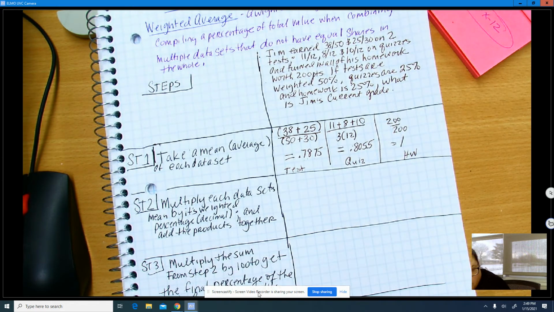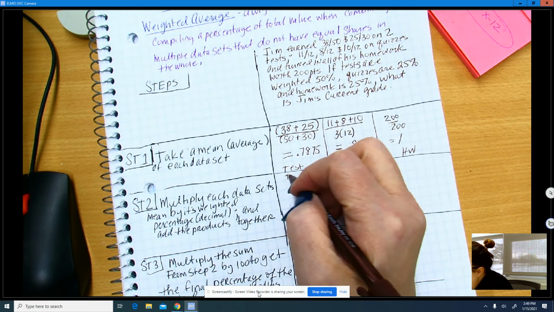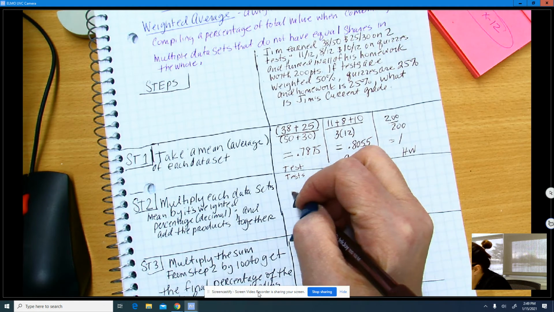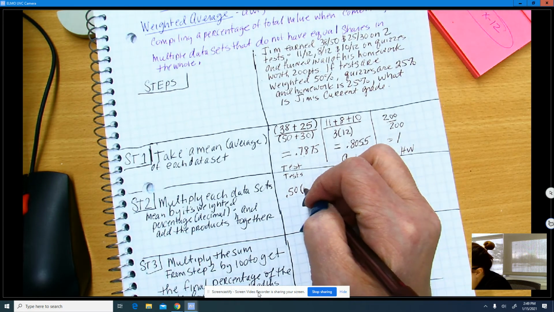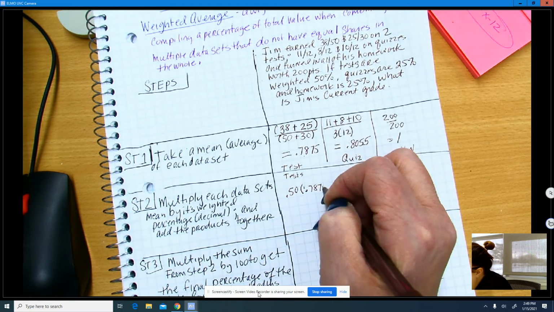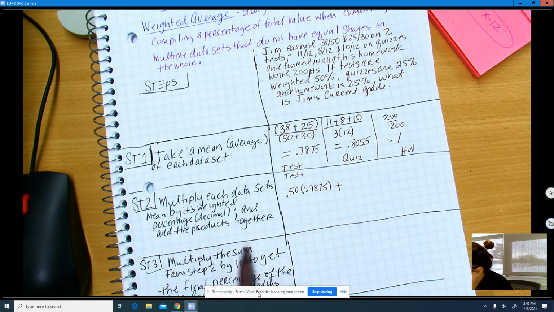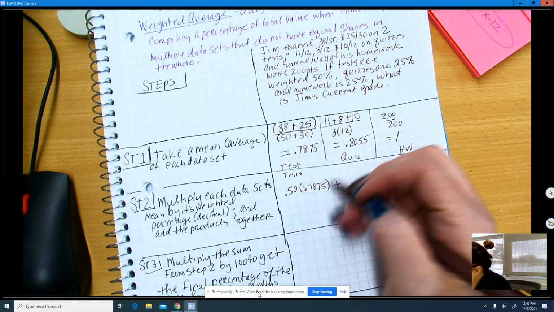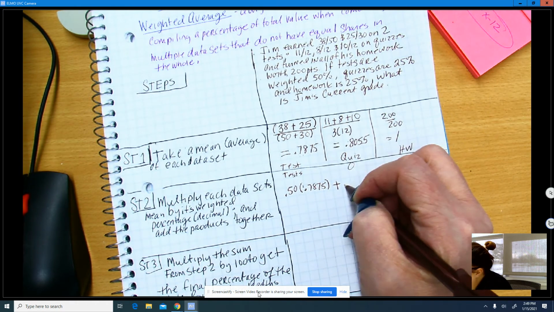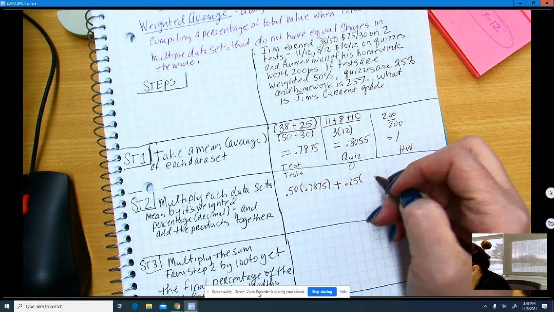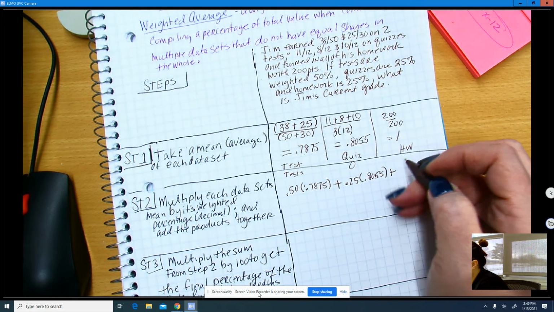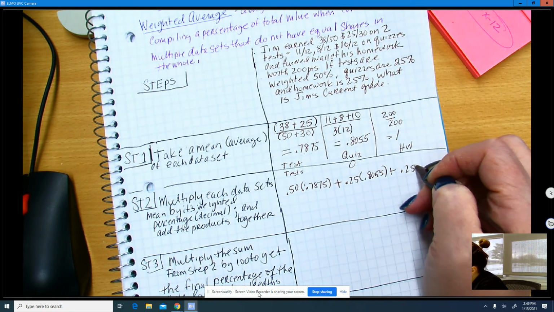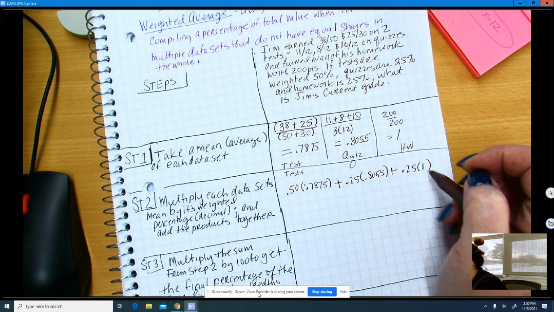Now we need to multiply each one of them by their percentage decimal. So we know that tests are worth 50%. So we can't put 50%. 50% as a decimal is 0.50. And I'm going to multiply that by the 0.7875. And they want me to add these products together as well. So I'm going to write that out. So this is for test. For quiz, I would have 0.25 because it's only 25% weight times 0.8055. And lastly, for homework, I'm going to have 0.25 times 1 because he earned 100%.